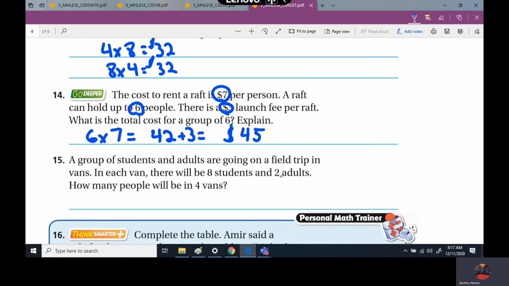A group of students and adults are going on a field trip in vans. In each van, there will be 8 students and 2 adults. How many people will be in 4 vans? Well, each van is going to have how many people? Let's figure that out. So each van is going to have 8 students and 2 adults. So 8 plus 2 is 10. So each van has 10 people. So 10 people in 4 vans, there's going to be 40. 10 times 4 is 40 people.